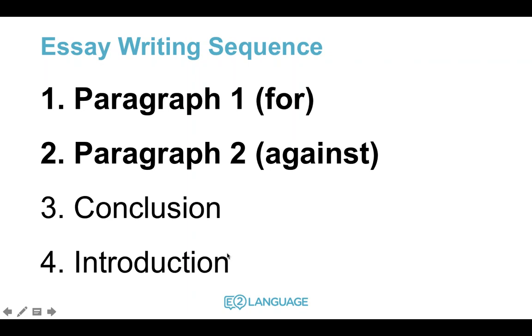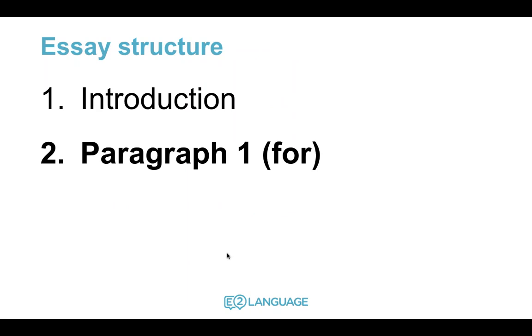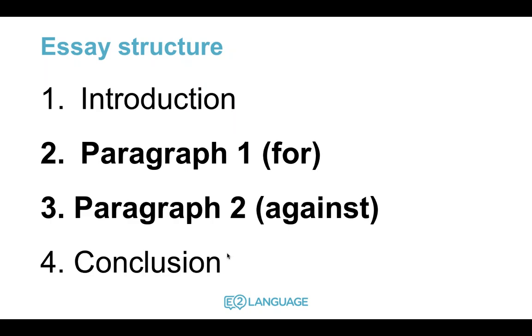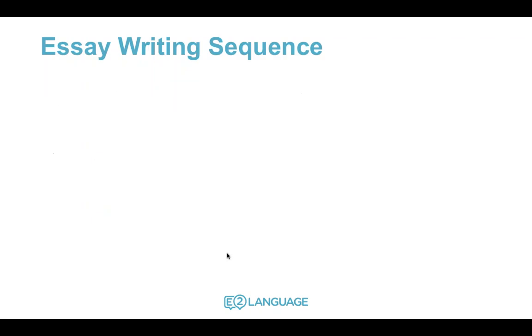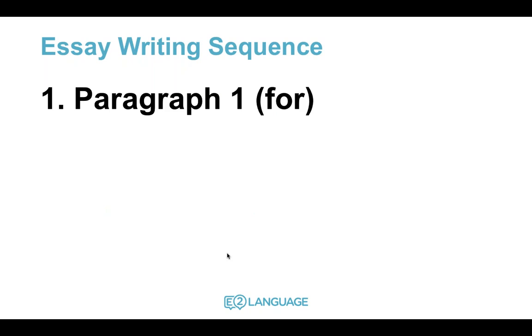Again, the sequence for writing, how you write it on the computer in the PTE. You start with paragraph 1, then you write paragraph 2, your against paragraph, then you write your conclusion, because you can write your conclusion after you weigh these two arguments against each other. You can write the conclusion, then you write your introduction. Now, of course, you don't leave it like that because there's an essay structure, and the essay structure is introduction, paragraph 1, paragraph 2, conclusion. So let me go back. The sequence for planning and writing is this. You plan, then you write your paragraph 1 onto the computer.